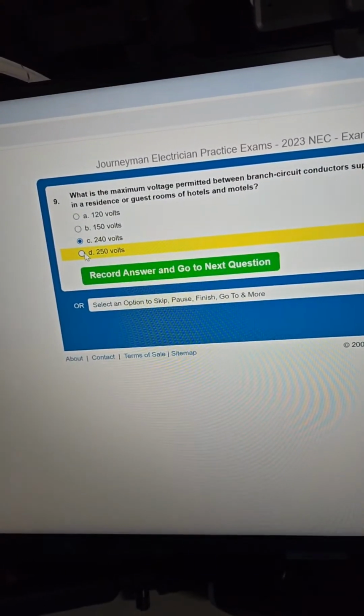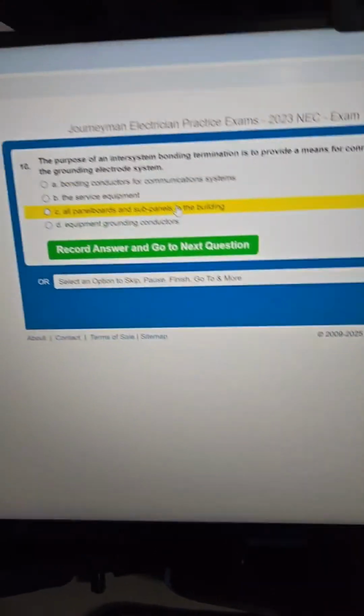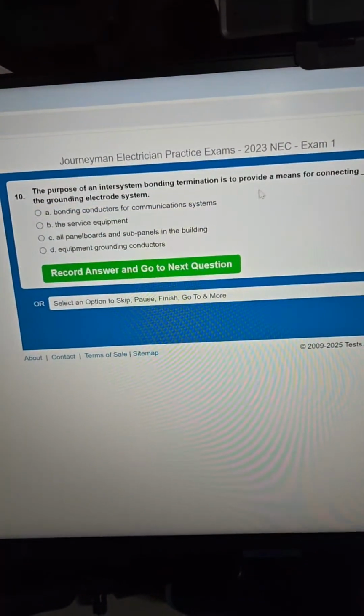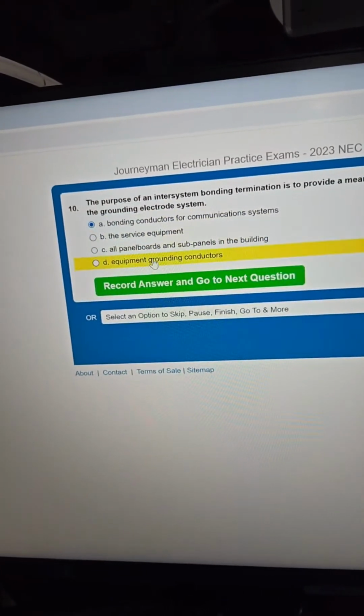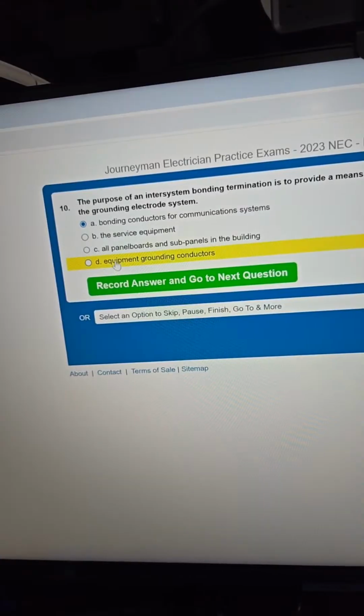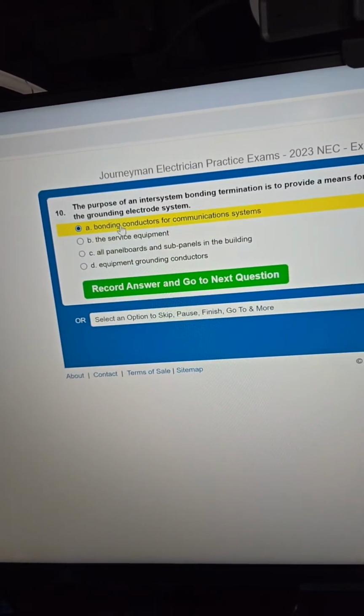But 250 is probably what the answer is. Just a practice test, yeah. The purpose of intersystem bonding termination also provide means for connecting. Probably that one. Let's see. Yeah, it's going to be that one.